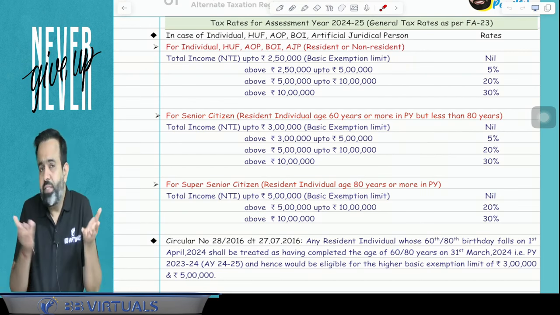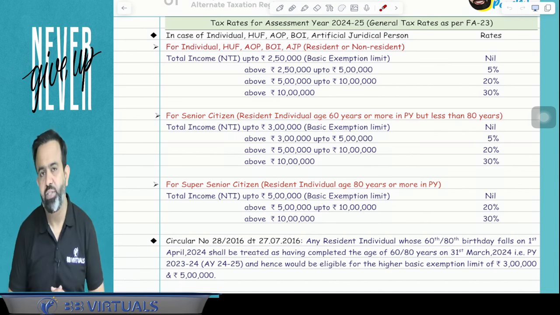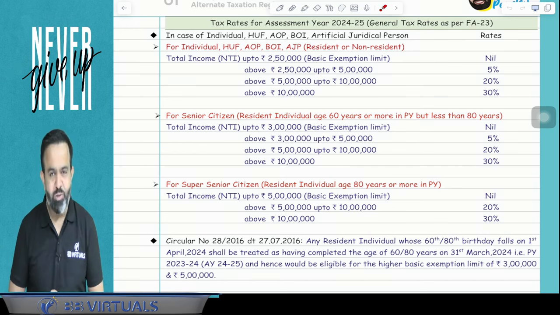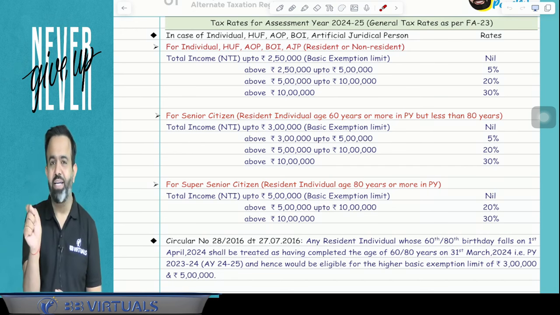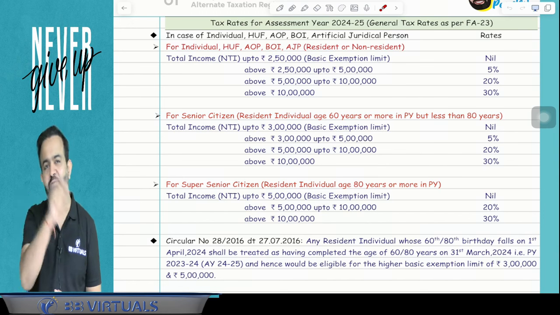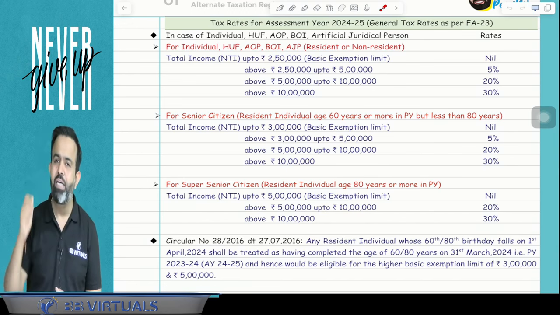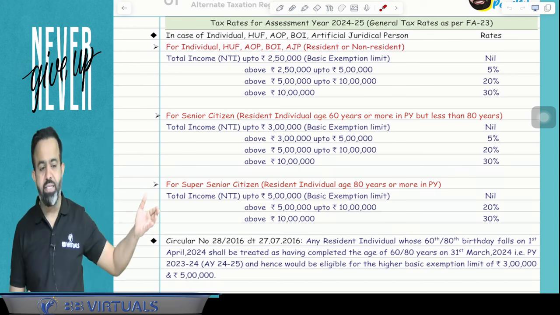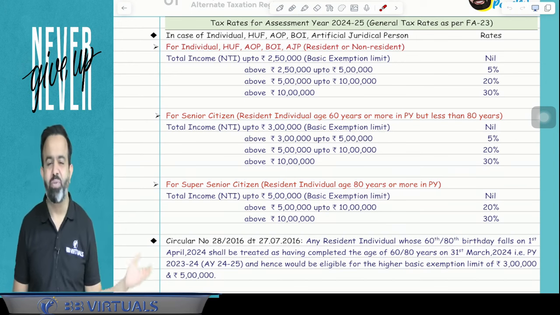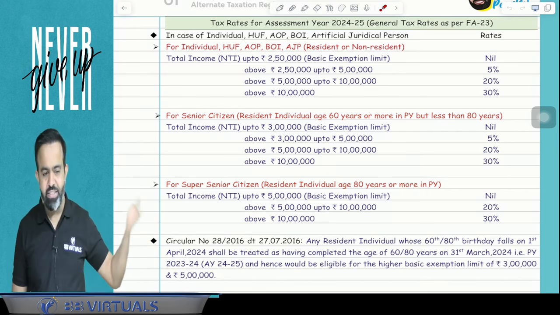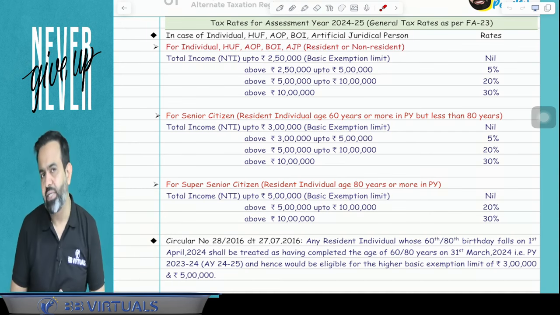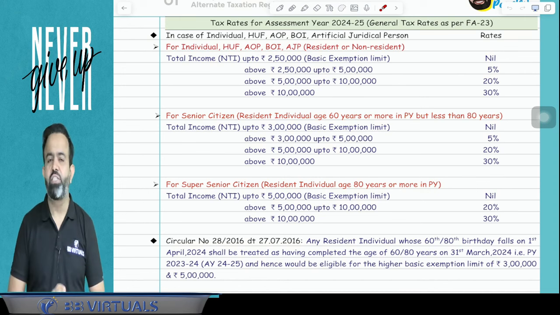Now where, sir, are special tax rates given? Guys, special tax rates are given in the Income Tax Act 1961. So whenever you think about the special tax rate, like 112A, 111A, 112, winning 30%, all those tax rates are given in the Income Tax Act 1961. But the general tax rates are given in the Finance Act 2023. Means in the Finance Act they give the general tax rate, and special tax rates are given in the Income Tax Act 1961. Let's start with the general tax rate first.